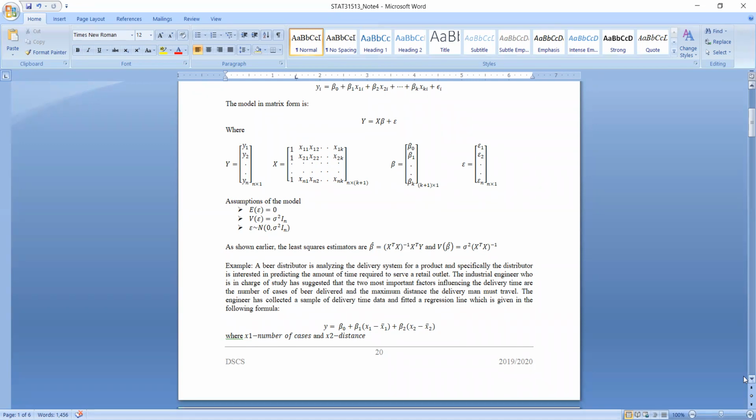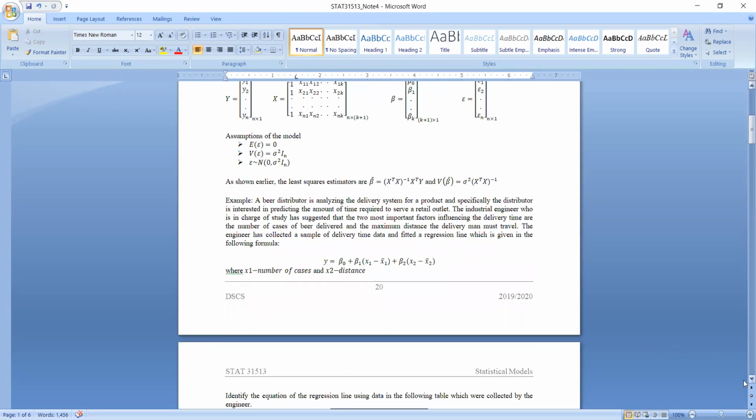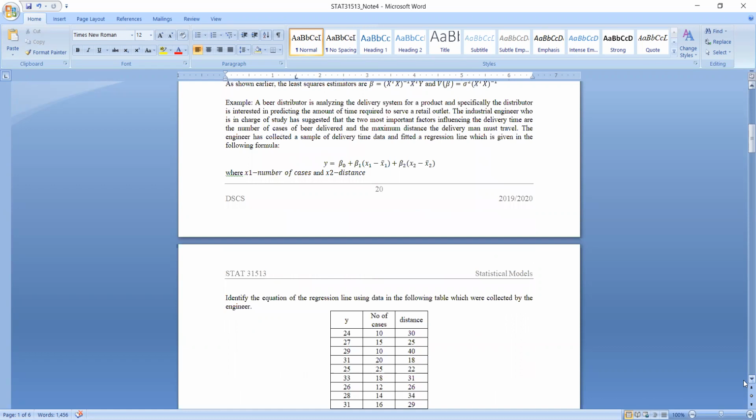So what you have to do is, if you look at the data set, in this case we are going to predict something regarding beer distribution. They want to predict the time taken to distribute the beer. They think the time depends on the number of cases of beer that they are distributing and also the traveling distance. So they have gathered data on the time, the number of cases they have distributed, and also the distance.